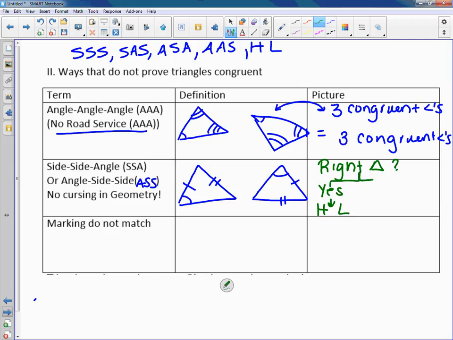If your answer is no, then they are not congruent, okay? And the last way is if their markings don't match. Give you an example.